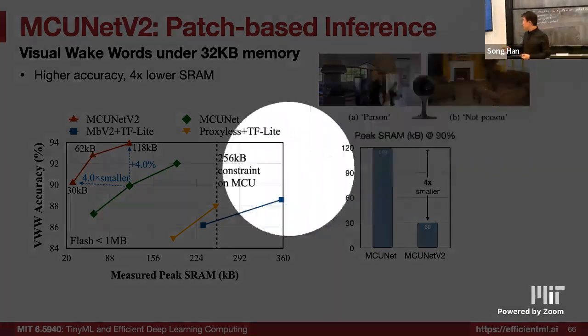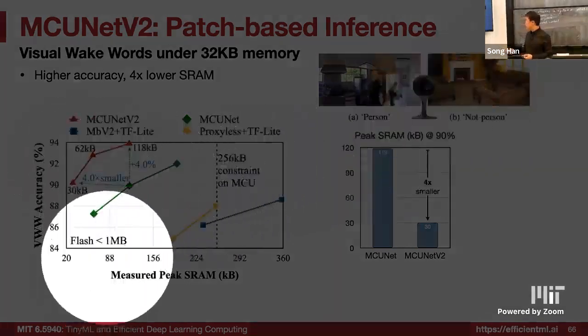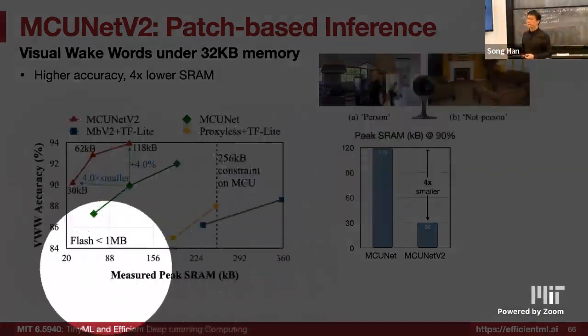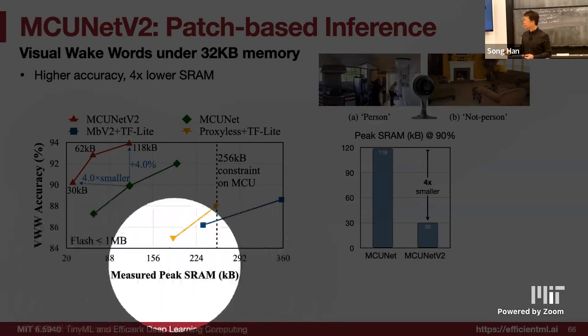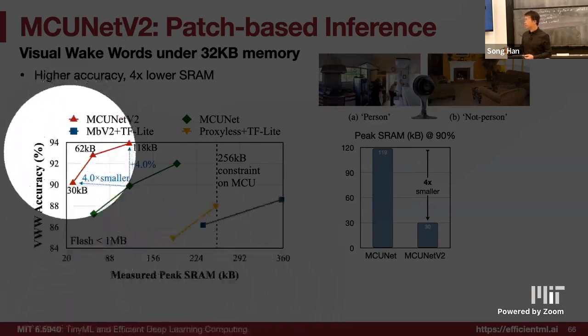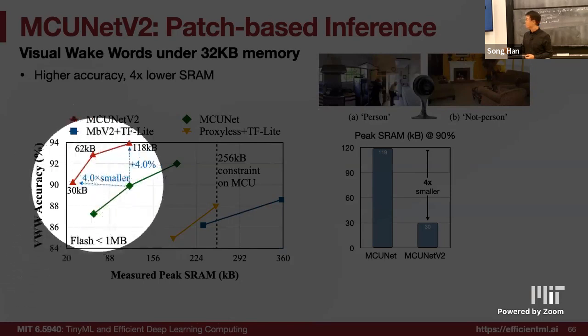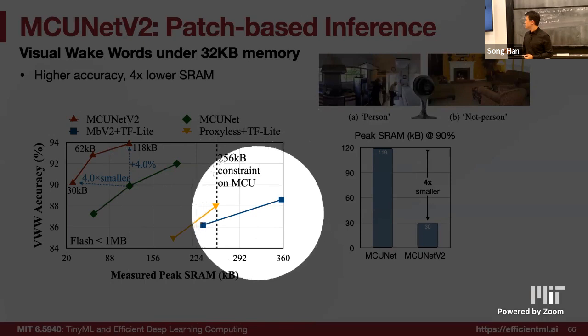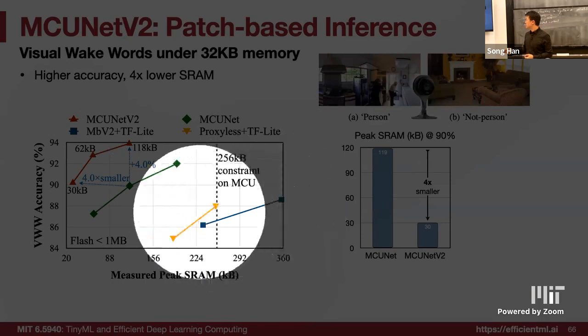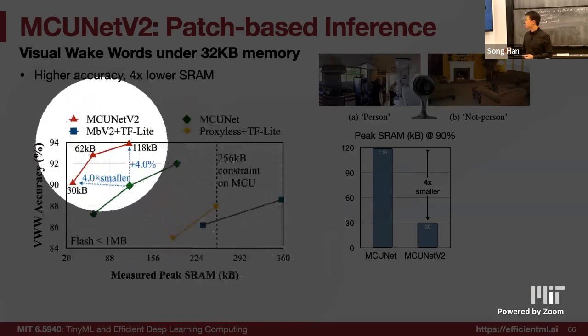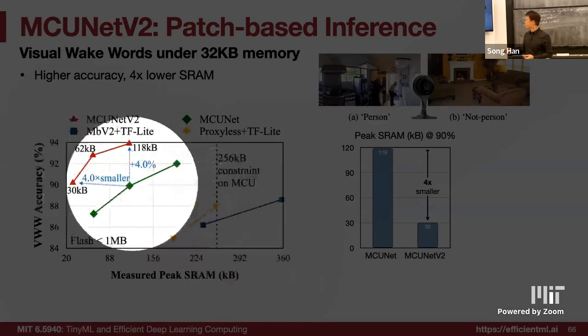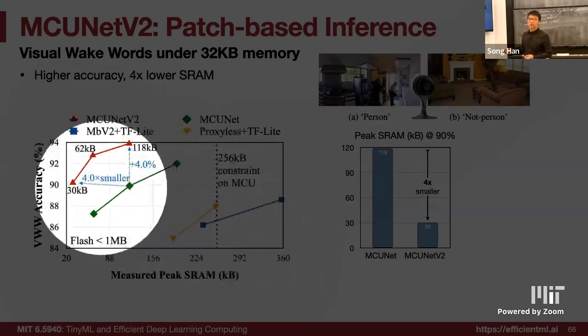So this is the improvement across the years. So x-axis is the measured peak SRAM usage. The smaller, the better. Y-axis is the visual wake words, VWW, accuracy. So this is our 2019 results. This is 2020 result. This is 2021 result. Every year we are pushing the frontier by 2 to 4 times smaller.